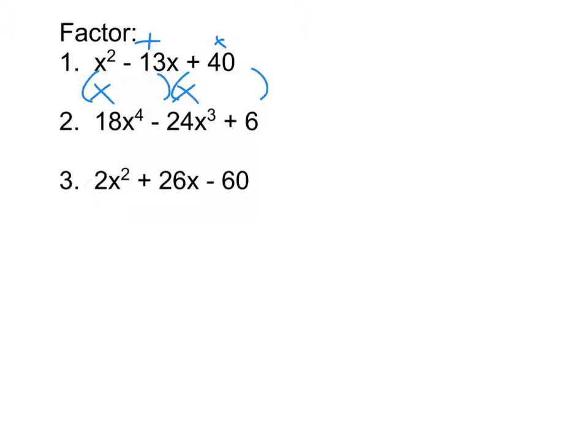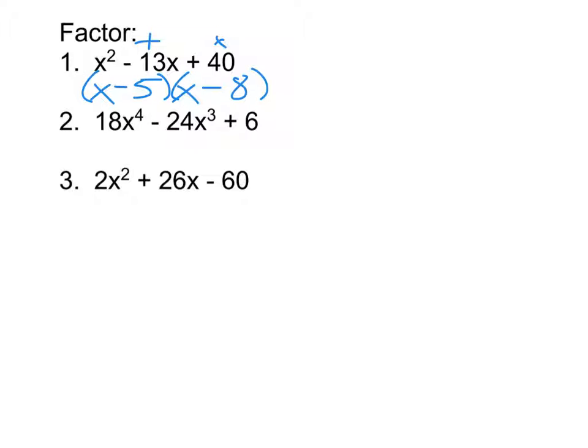Now in this case, since I'm multiplying to a positive, that means both signs must be the same. And since I'm adding to a negative, that means they both have to be minuses. More specifically in this case, 5 and 8. So we end up with x minus 5 times x minus 8.